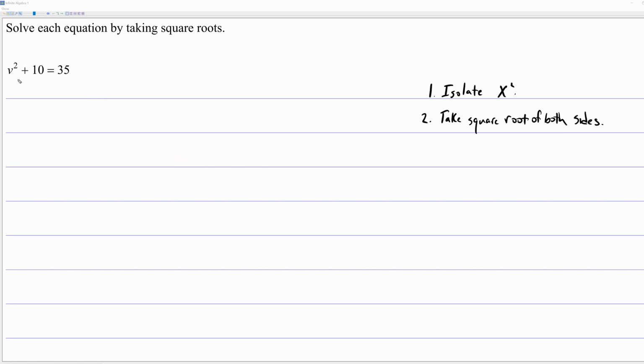So in this problem, the first thing we do is we subtract 10 from both sides. So we're going to have v squared is 25. And then you take the square root of both sides. Now, the thing is, when we take the square root of both sides, the square root of v squared is v, and you might be thinking, well, the square root of 25 is 5.